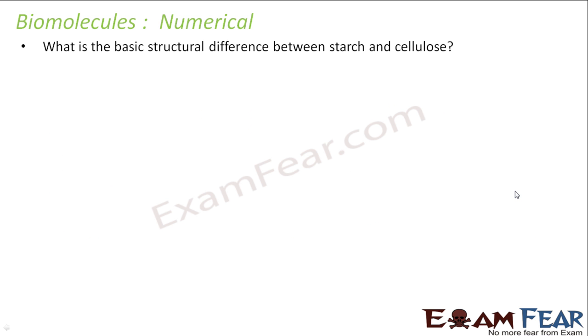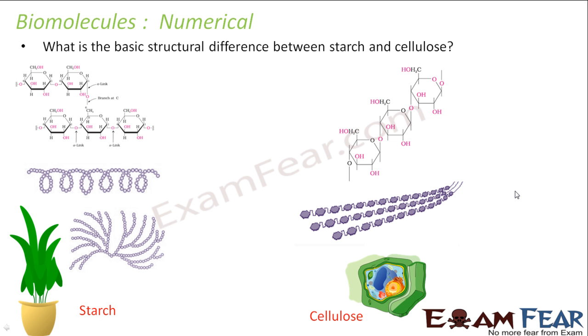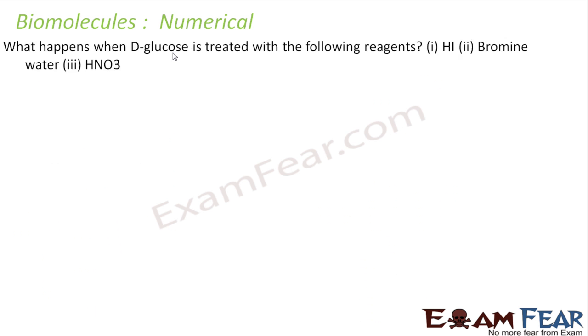What is the difference between starch and cellulose? This also we have seen. This is my starch, this is my cellulose. Cellulose is generally in the cell wall, the outermost part. Starch is in the plant. And if you see the bonding, there's a difference. Starch has amylose and amylopectin, while cellulose is a straight chain, a fiber kind of structure actually. This is cellulose and this is starch. We have discussed this, so you can watch the previous videos where we explained this.